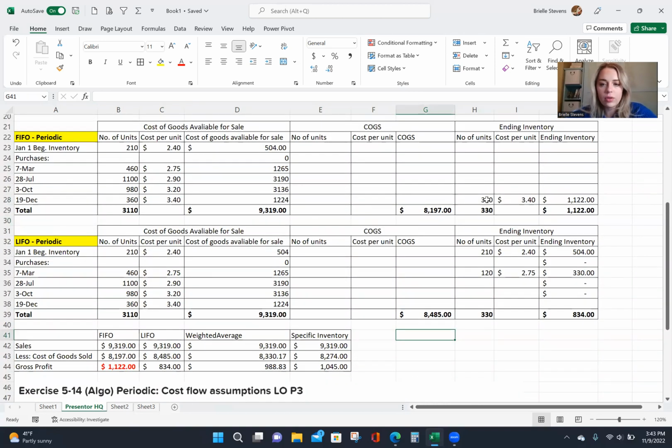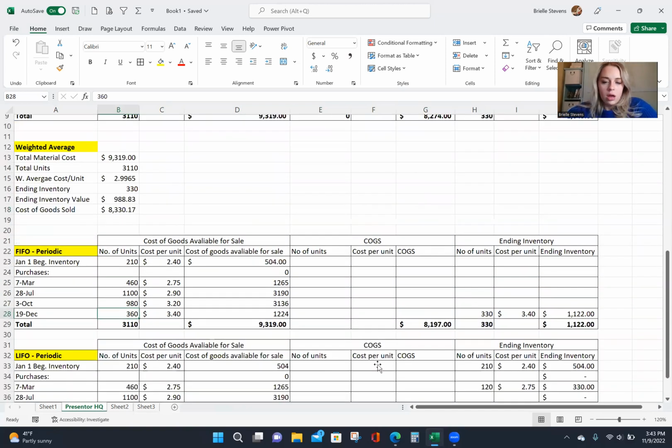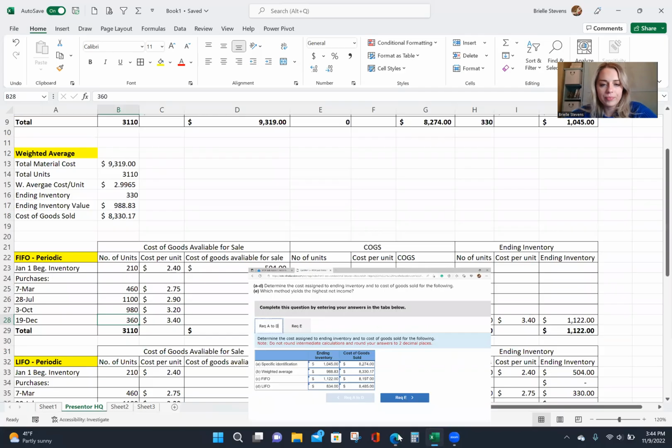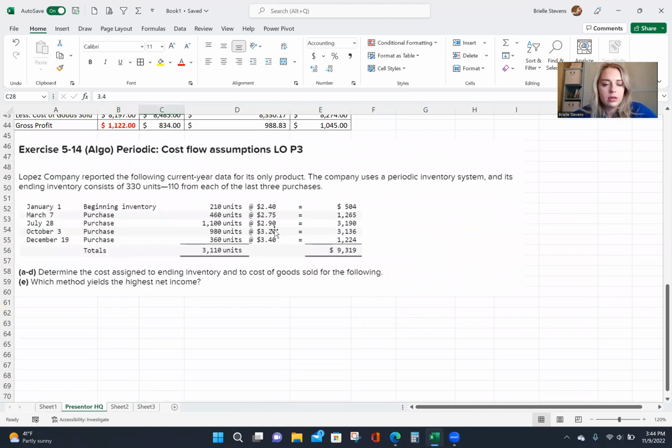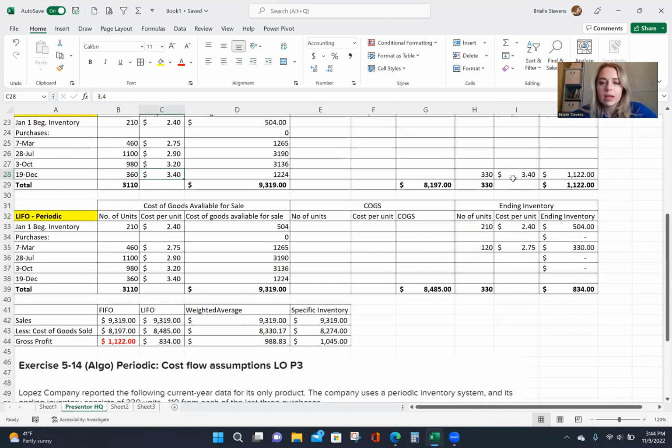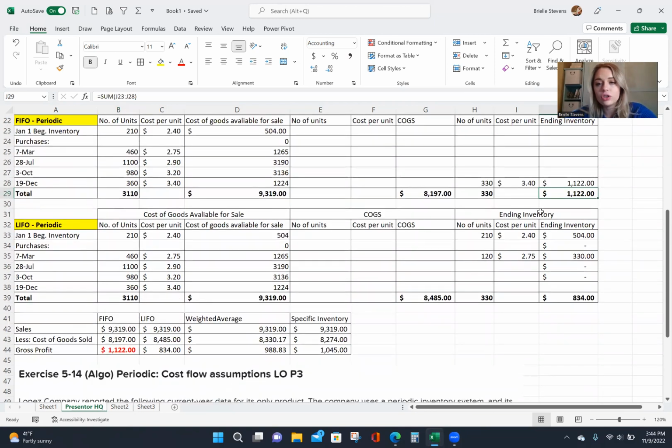So I know that there were 330 pieces of remaining inventory. And when I look at my last purchase, we had 360 pieces. And I'm like, oh, that's pretty good. That means all in all, sorry, I just had to double check one thing. That means I have this balance I need to take out, multiplied by the cost, which is given. So when I do the math, 330 times 3.40 equals 1,122. And that is my ending inventory amount, right?